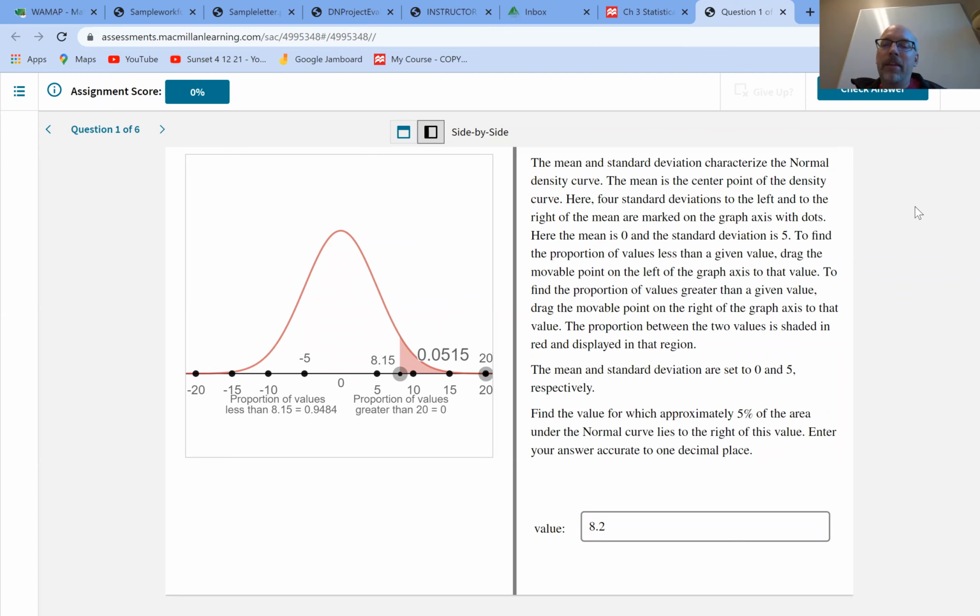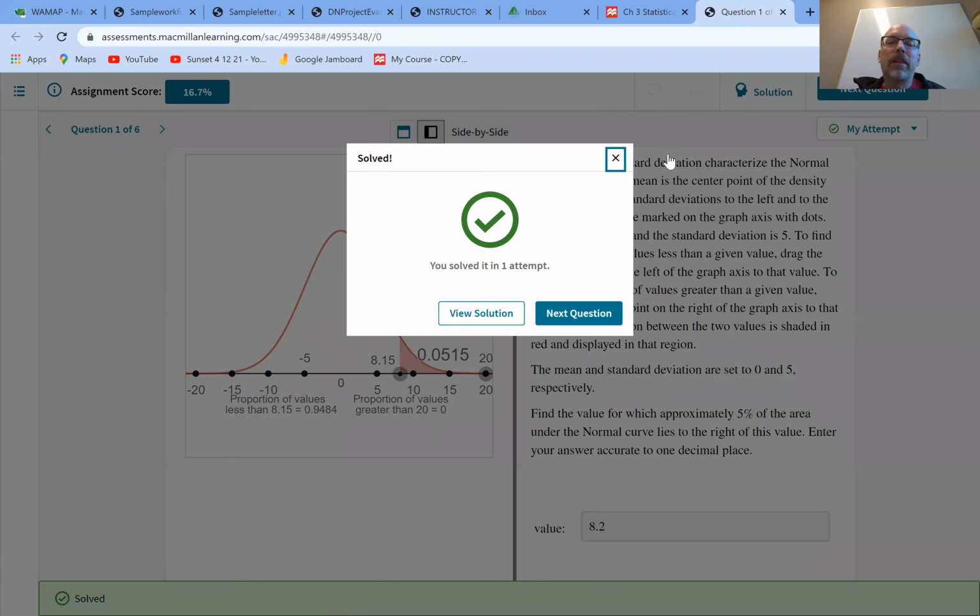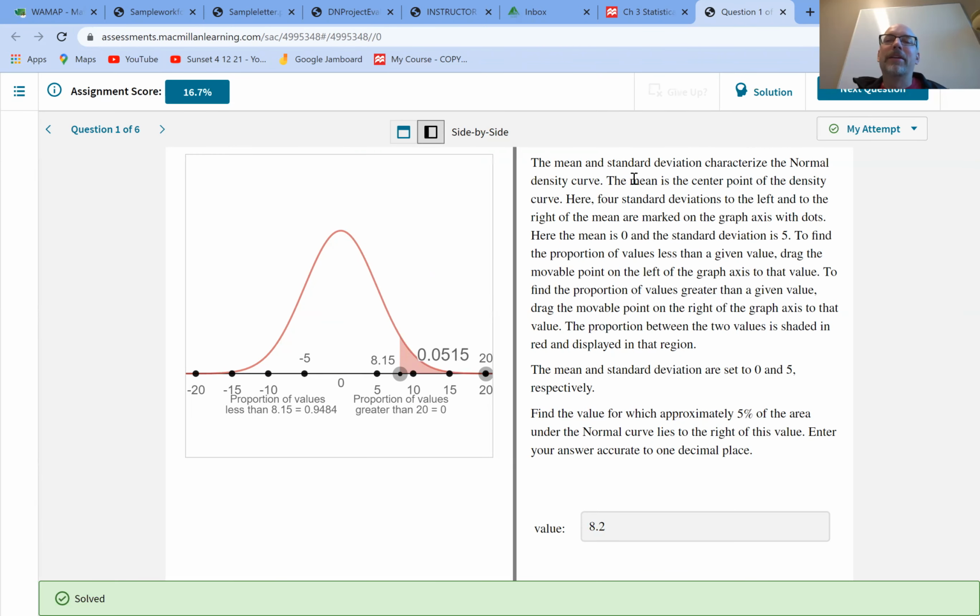All right, so that should be our answer to the question. 8.2, that 5% of the area under the normal curve lies to the right of 8.2 for this particular normal distribution. All right, and it's correct. I always like it when things are correct.